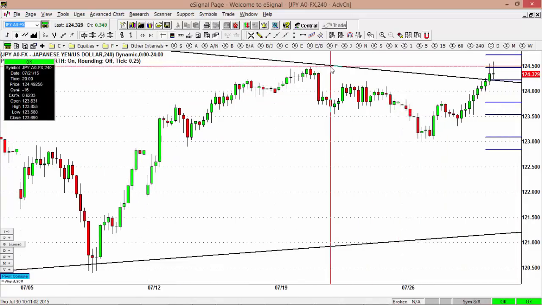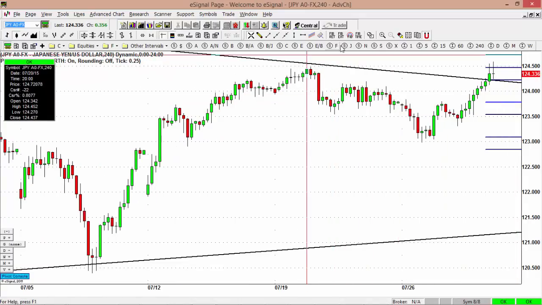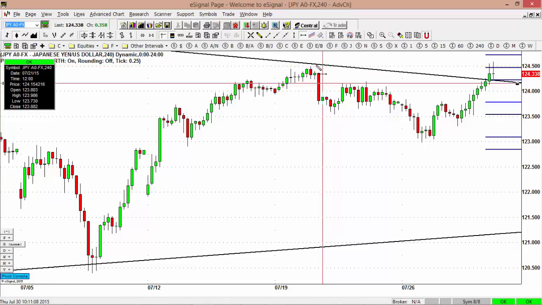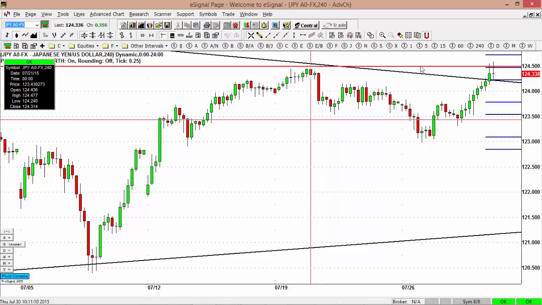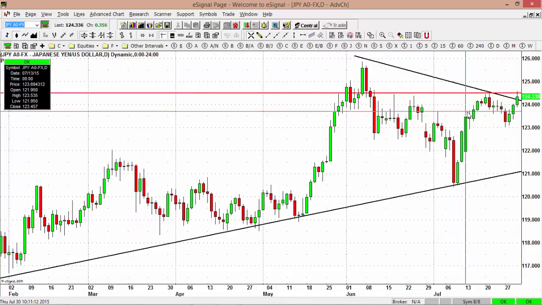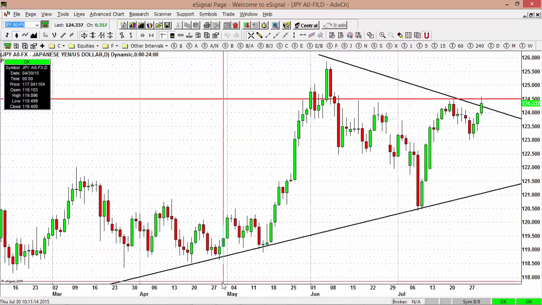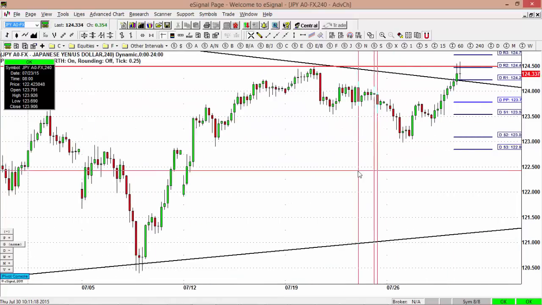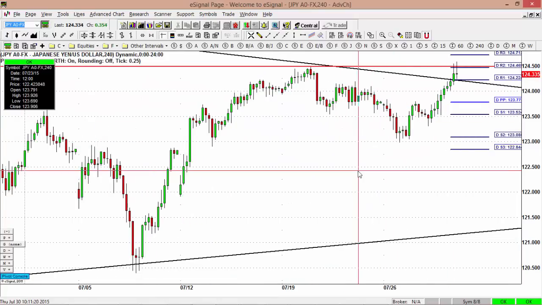Taking a look at the 4-hour chart, we see, let me draw a red line at 124.50, and we're getting some resistance at this 124.50 level. And that's why it's always important to plot your support and resistance lines, because what you will see is that the market does react off of, or more often than not reacts off of, these support and resistance lines.